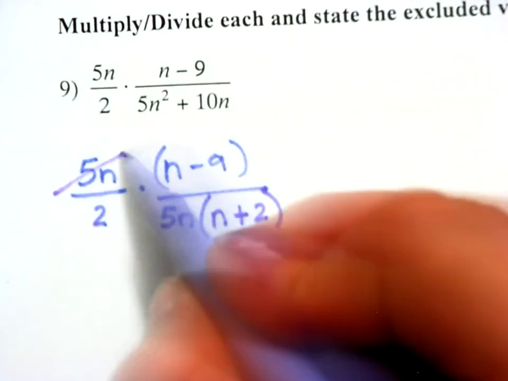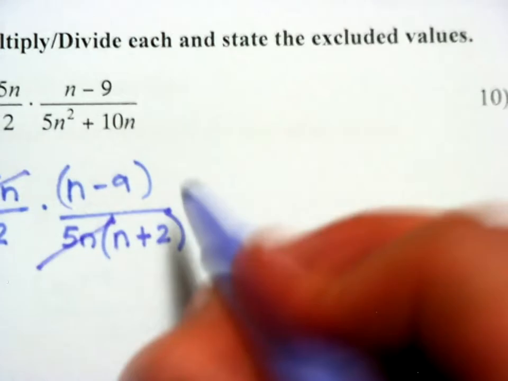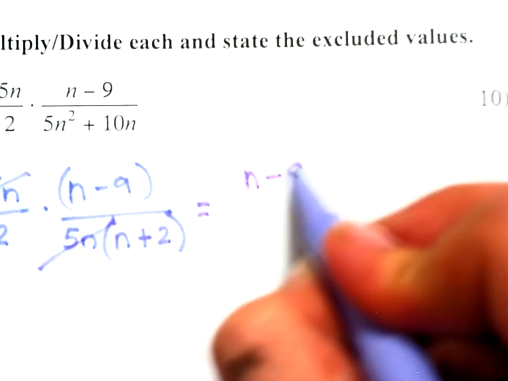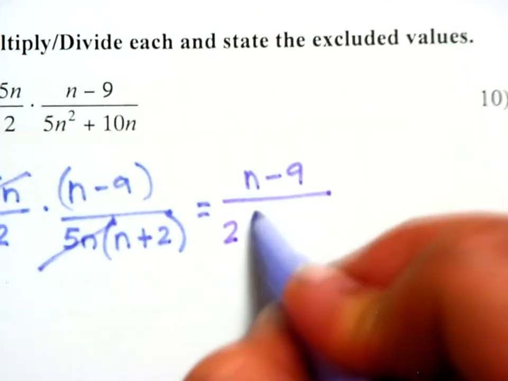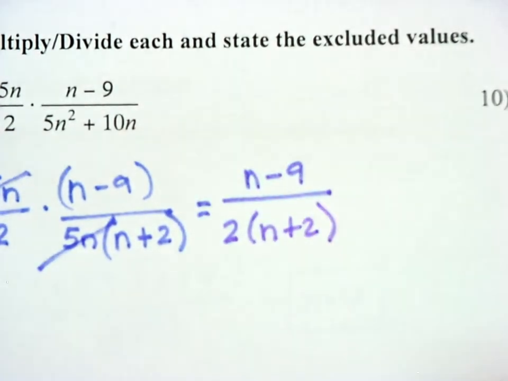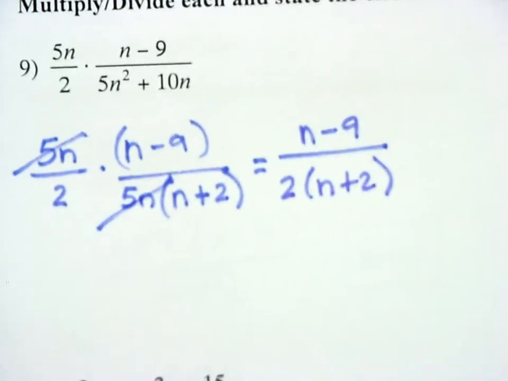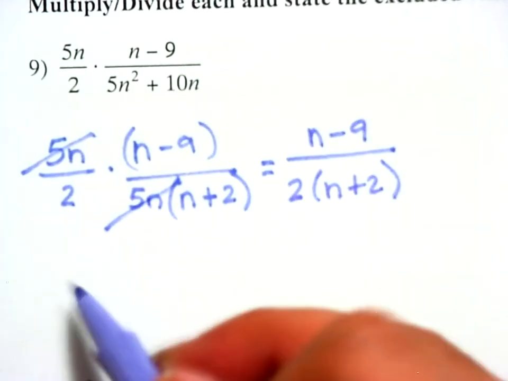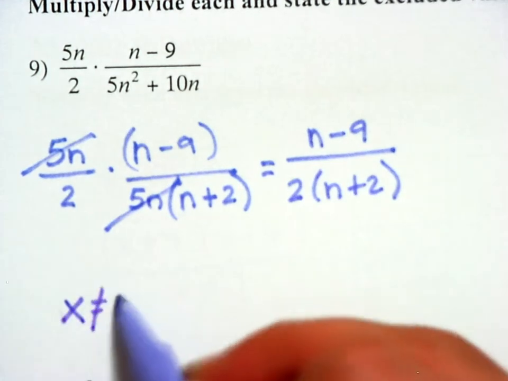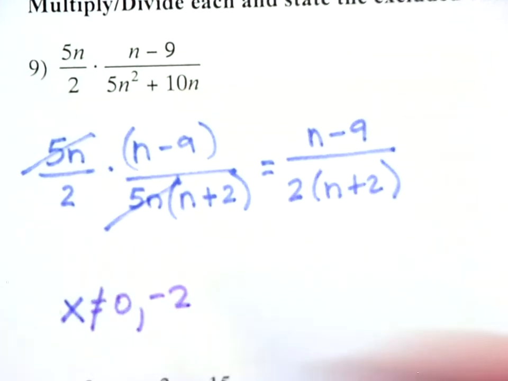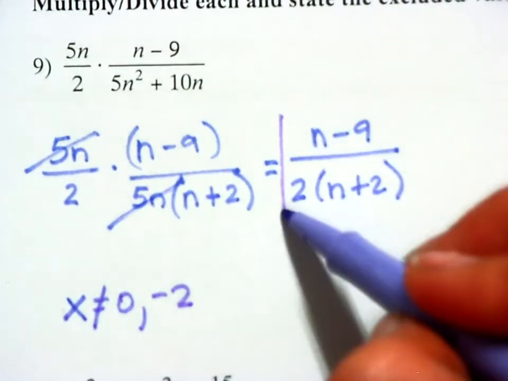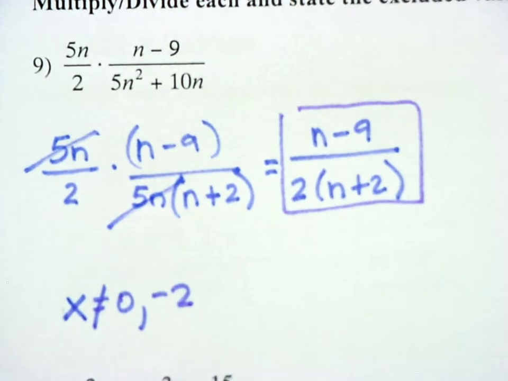Okay, looky here, I can cancel my 5n's. What's left? N minus 9 all over 2 times n plus 2. Leave it there, you are done. My original problem had 2 excluded values. It was 0 and negative 2. So this was your answer, and then those are your excluded values.